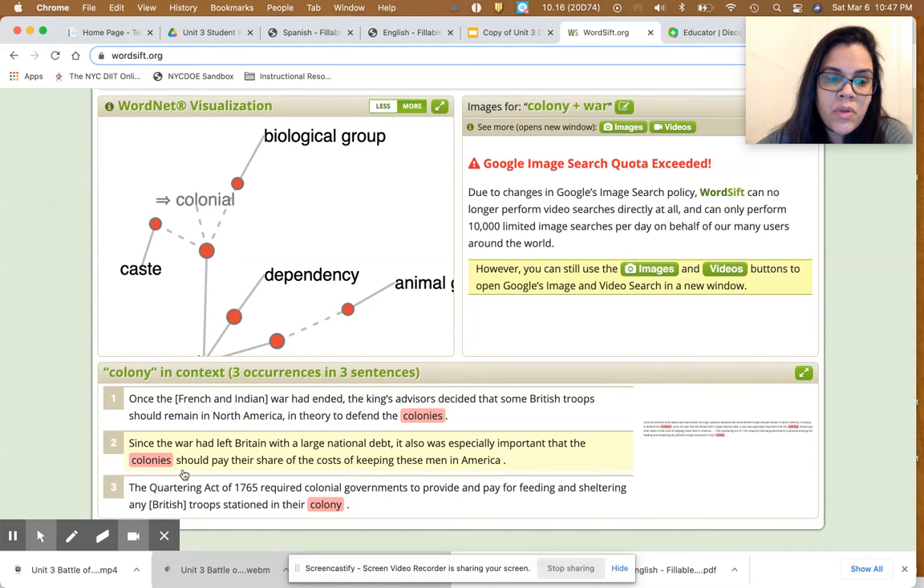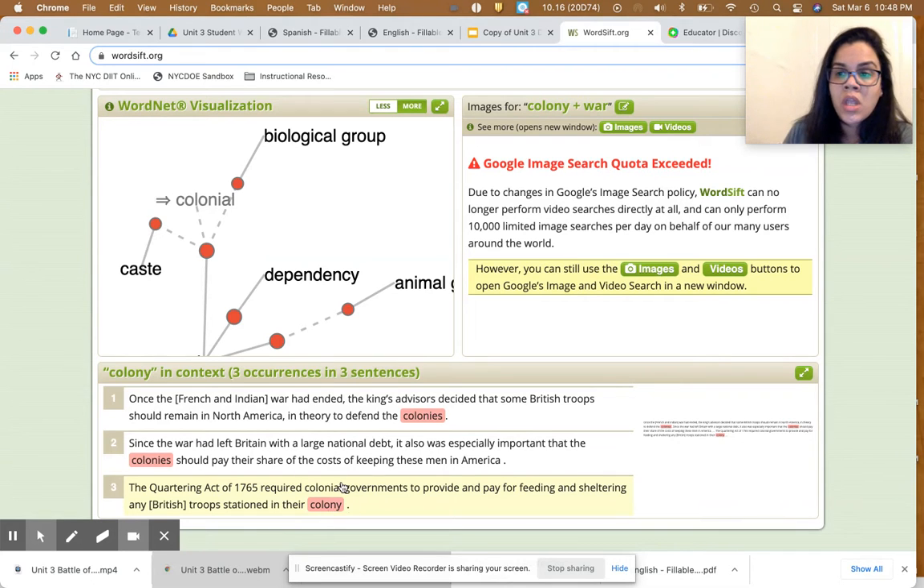So in this example, it says, once the French and Indian War had ended, the king's advisors decided that some British troops should remain in North America, in theory, to defend the colonies. Since the war had left Britain with a large national debt, it also was especially important that the colonies should pay their share of the cost of keeping these men in America. The Quartering Act of 1765 required colonial governments to provide and pay for feeding and sheltering any British troops stationed in their colony.